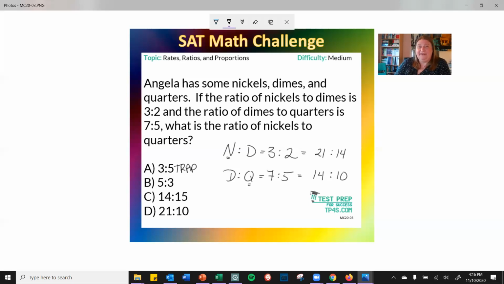Now I can directly compare nickels to quarters because I can see that those middle terms, the dimes, are now equivalent to each other. So my final answer here is nickels to quarters is going to be 21 to 10. For a question like this, go back, read the question one more time. Make sure that you got nickels first, quarter second. Nickels first with 21, quarter second with 10. Verify that is correct. Use the final answer and you can move on to the next question.